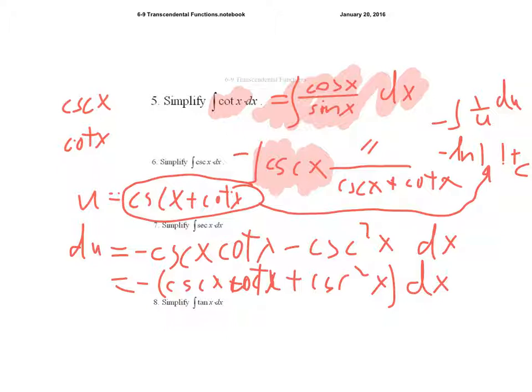Alrighty, so the other ones follow the same suit. You just have to use these tricks. For number 7, you want to do something similar to what I did right here. And for number 8, we actually did that problem already in the previous one. Just do it again for fun, which is when you would change it into sine over cosine.